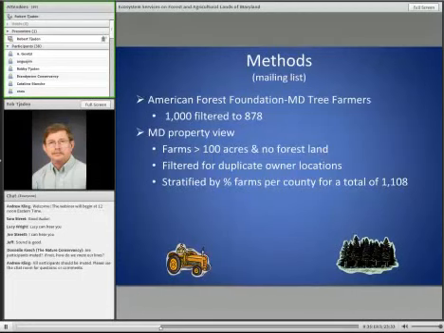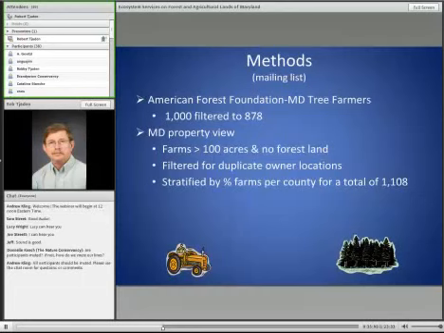So we just wanted to make sure we got just one farmer as opposed to multiple. We focused on the farmers versus the properties. And then we stratified those by percent farms per county. So for example, in Queen Anne's County, it may be that the county is 12% farmland, so we made sure that 12% of the samples went to that particular county.